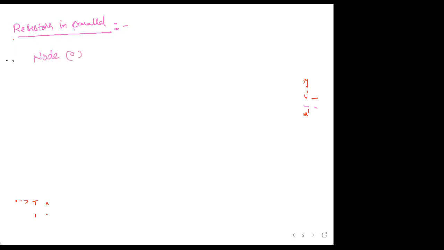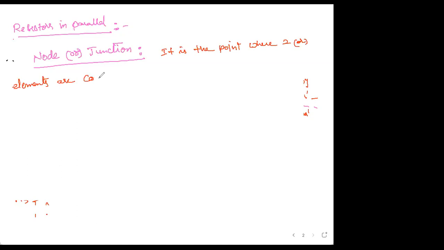Node or junction. A node or a junction is the point where two or more elements are connected. The point in the circuit or in the network where two or more elements are connected.